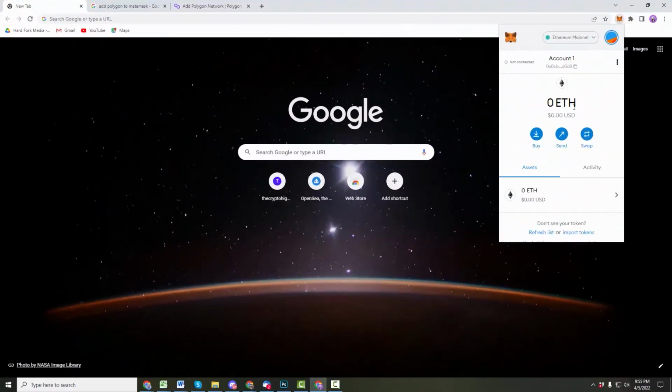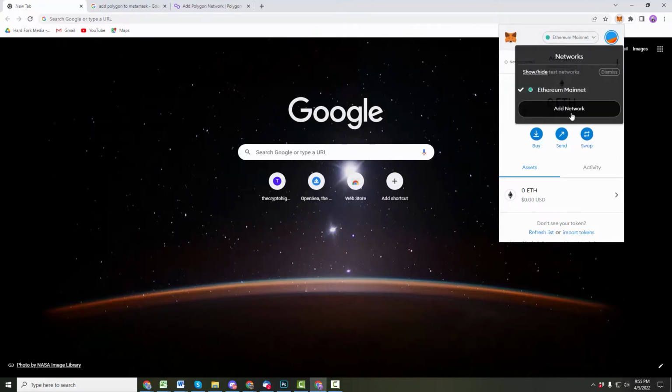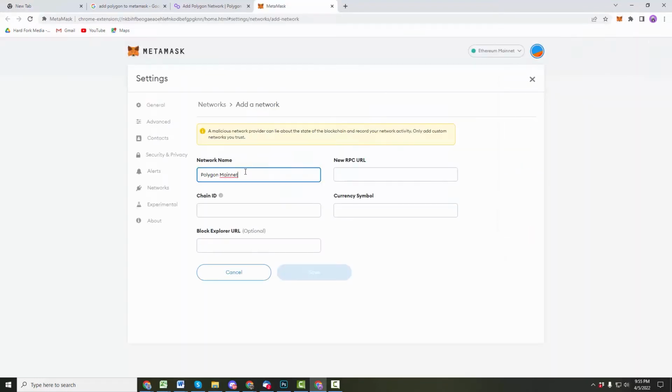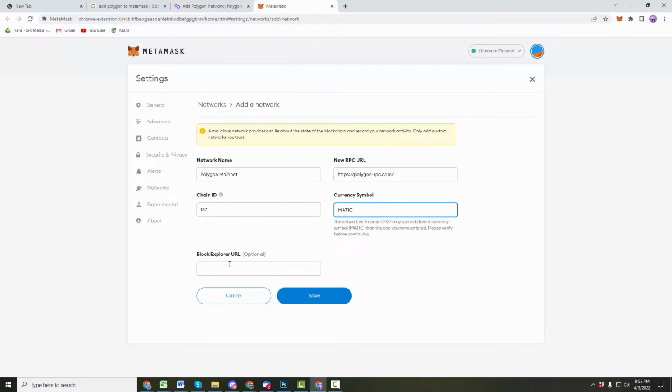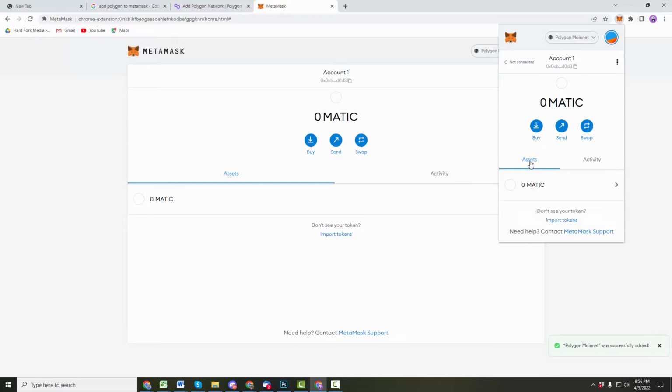To begin with, you need to add the Polygon network to your wallet. For MetaMask, it looks like this. Go up to your MetaMask wallet, click on the Ethereum mainnet, and then select Add Network. Now you have to enter the information for the blockchain you're adding. I'll have these settings listed below the video. Just copy and paste them in here and then click to save. Now, if you go up to your wallet, you're gonna see Polygon mainnet. It's gonna have the Matic token already set up.